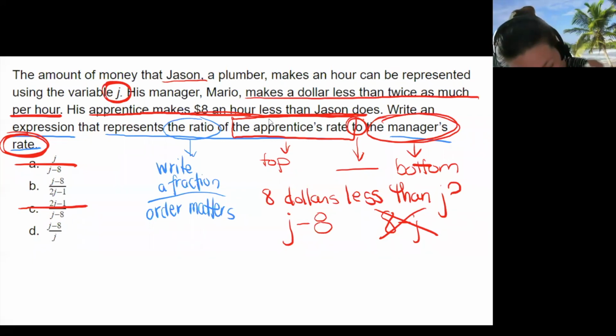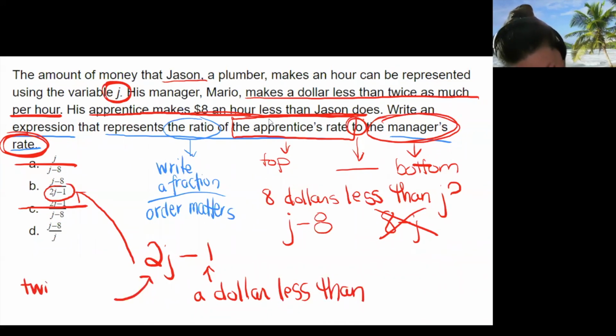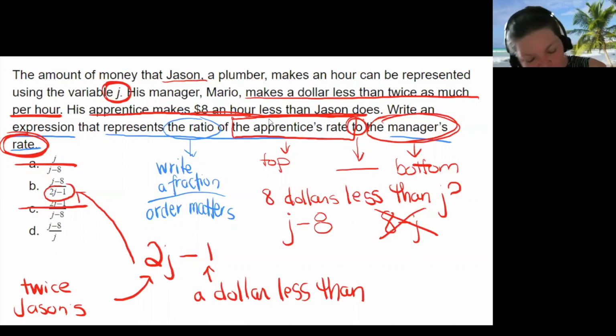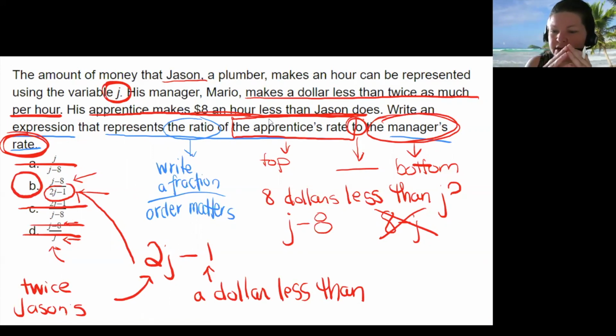Beautiful. Look at this. This might look like nonsense to you, but you know what it looks like to me? They're taking away $1. They're taking away $1 from what? Well, twice Jason's. 2 times Jason's amount is twice Jason's rate. I don't know why the manager gets paid so much when Jason's probably doing most of the work, y'all. D is a wrong answer because this is the rate of the apprentice to just Jason, but we didn't want the apprentice to Jason. We wanted the apprentice to Jason's manager. Beautiful. B is correct.